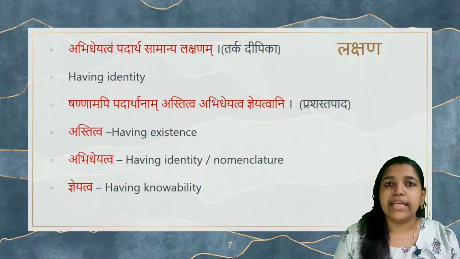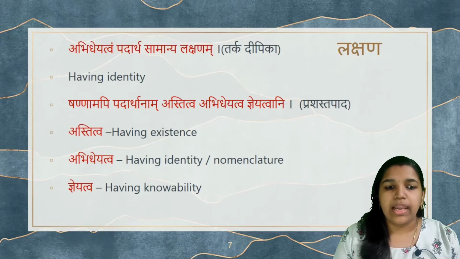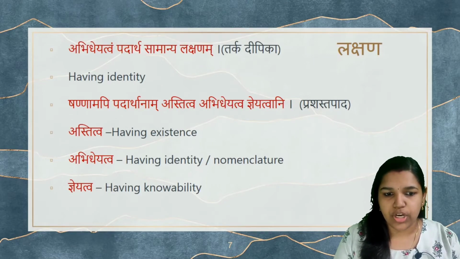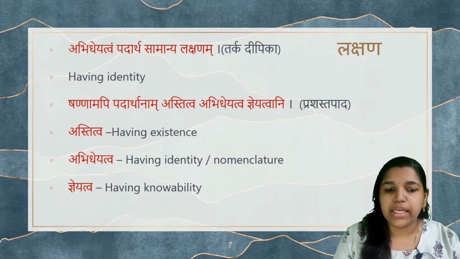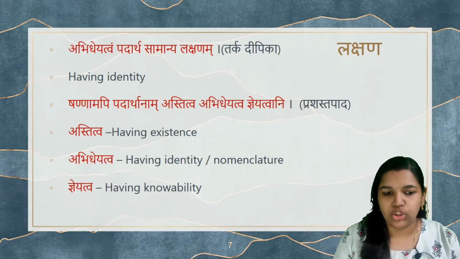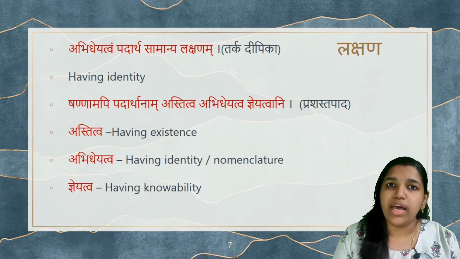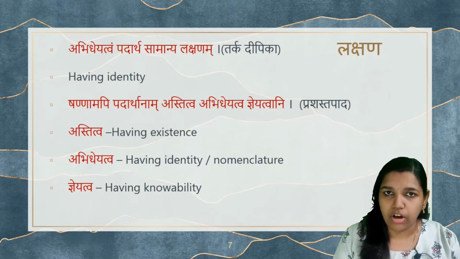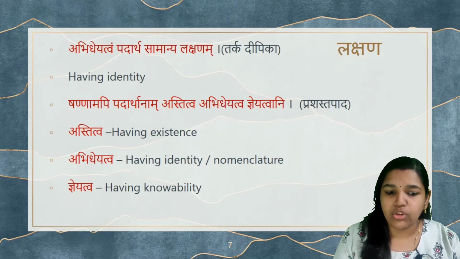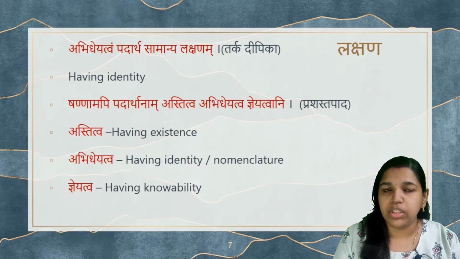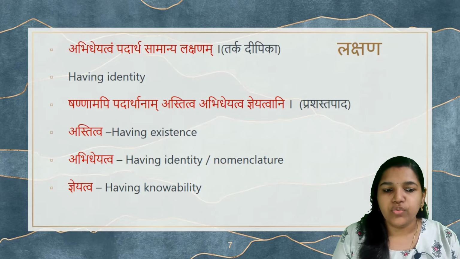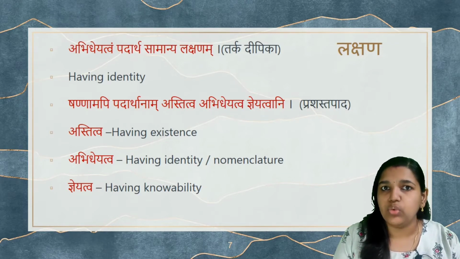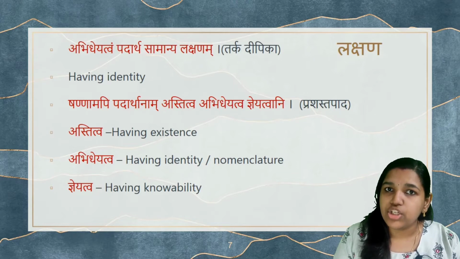Lakshana of Padartha, the characteristic features of Padarthas: Abhideyatvam Padartha Samanya Lakshanam, that is, having an identity is considered to be the Lakshana of Padartha. Shannamapi padarthanam astitva abhideyatva jnayatvani. That is, astitva, abhideyatva and jnayatva are considered to be the lakshana of padartha. Astitva means having an existence. Abhideyatva means having an identity or having a nomenclature. And jnayatva, the ability by which we can understand something, the knowability, is called as padartha. So, astitva, abhideyatva and jnayatva are the features of padartha or the lakshana of padartha.